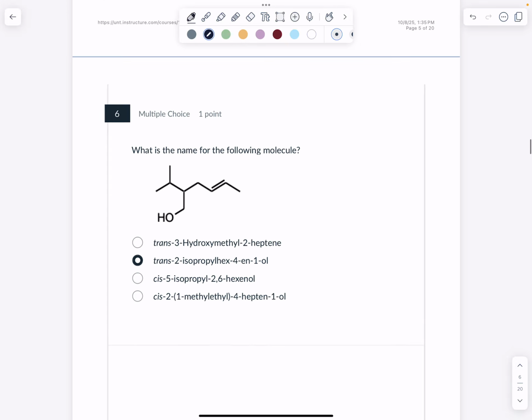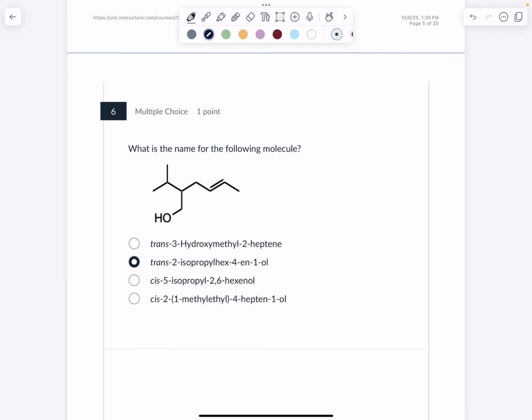Okay, next question. What is the name for the following molecule? All right, let's see. 1, 2, 3, 4, 5, 6, 7. So 7 means that this is hept, so I can get rid of this answer choice, it's wrong. I can get rid of the hex right here and the hex right here, and I know it's going to be one of these 2 heptenes. And actually without, oh no, I'm sorry. I made a mistake. There's an alcohol here, and I wasn't even thinking of that.